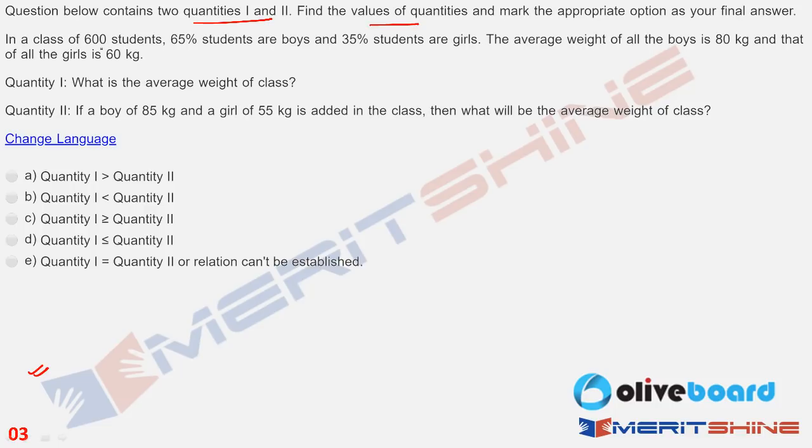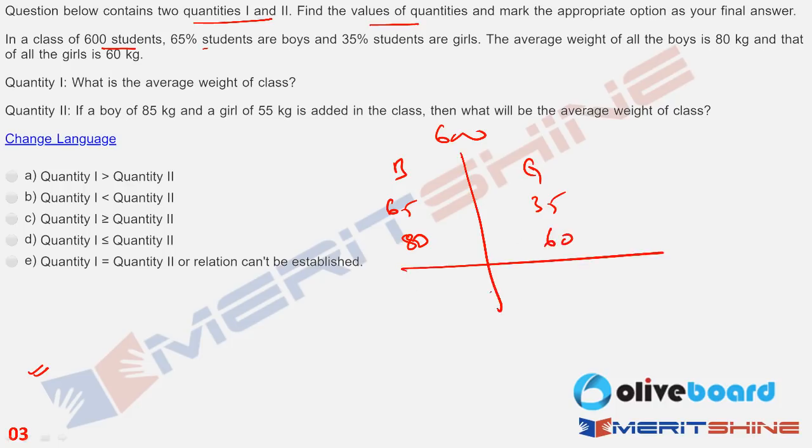In a class of 600 students, 65% are boys. So 600 total. Boys are 65% and the girls are the remaining 35%. Average weight of all the boys given to me is 80 and girls is 60. Right? Now, what is the average weight of the class? This is the first quantity. Now, if a boy of 85 kg and a 55 kg girl is added in the class, then what will be the average weight of the class?